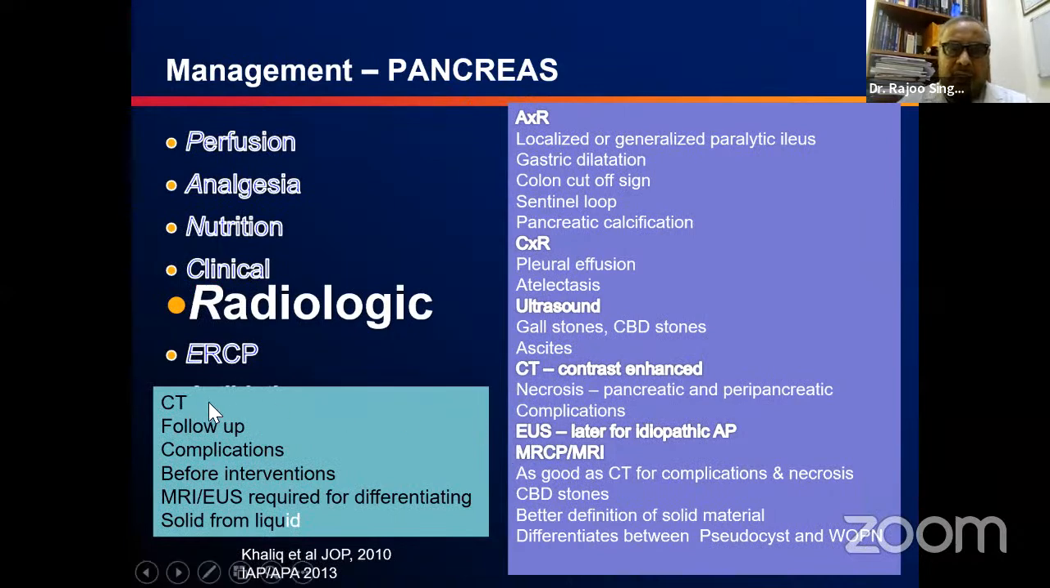Now, when should we get a CT scan done? This is very important. If you are in doubt of the diagnosis, that means we talked about Atlanta, one of the three: pain abdomen, amylase or lipase high, and third was a CT or MRI or an ultrasound picture suggestive of pancreatitis, any two of them. If any two of them are present, there is no need to get a CT scan for diagnosis. A CT scan is generally done as a modality to look for complications, or if you are in doubt regarding the diagnosis, only then get a CT scan done.